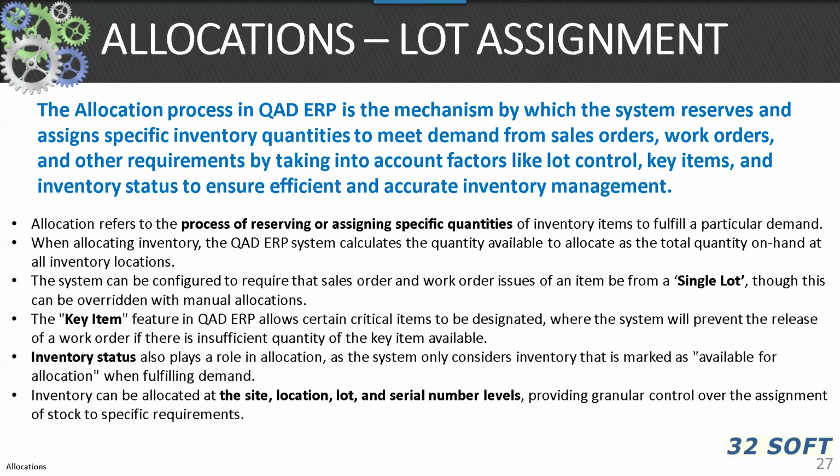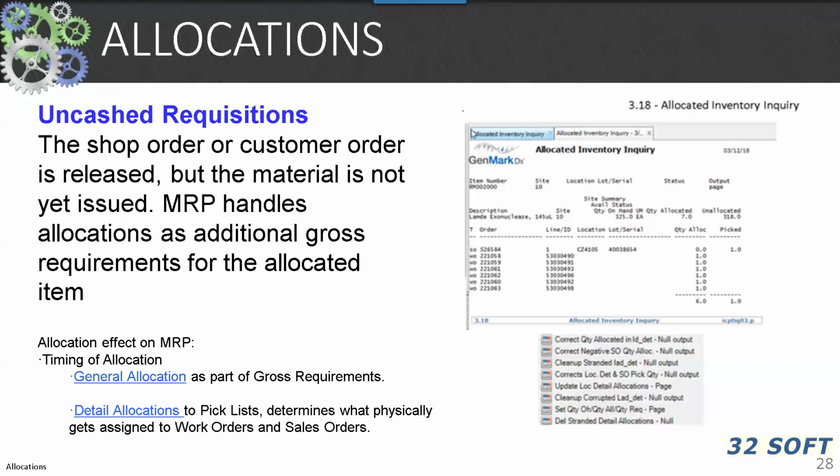The key item feature in QAD allows certain critical items to be designated where the system will prevent the release of a work order if there are insufficient quantities of that key item. Inventory status plays a key role in allocations, as the system considers inventory marked available for allocation only when fulfilling demand. Inventory can be allocated from sites, locations, lots, and serial numbers, providing granular control over the assignment of stock to specific requirements.